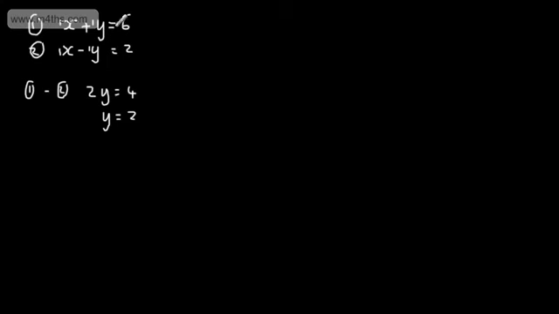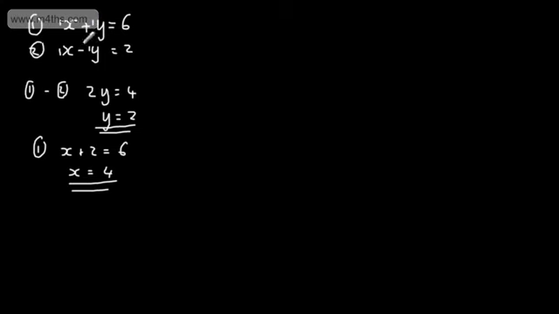All I need to do is sub it back in here, or in this one, and I could put that back into equation 1, and I'd have x plus 2 is equal to 6, so x would be equal to 4. Just check that that works in the second equation, so quite clearly it does. We got 4 minus 2, which is 2.